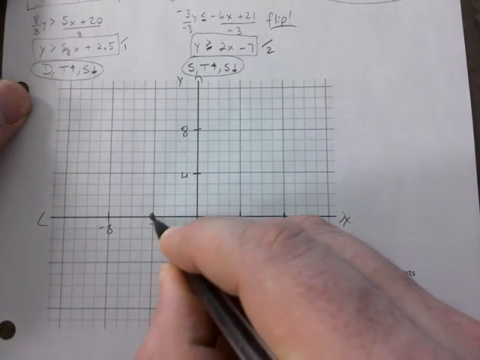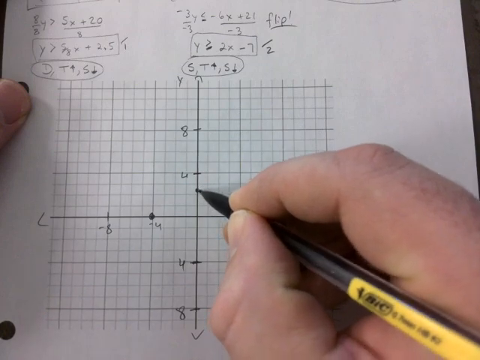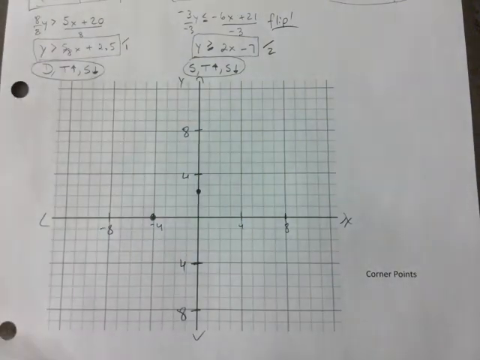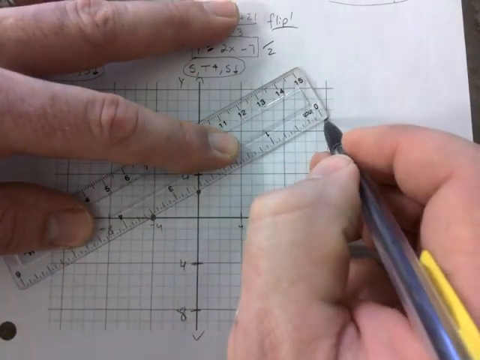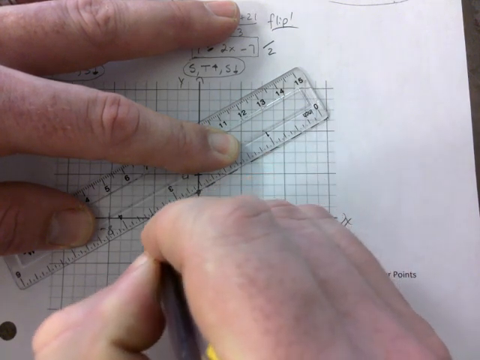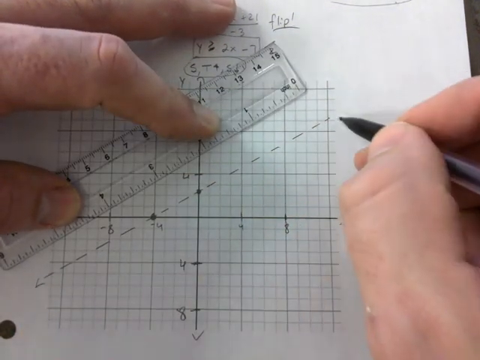-4, 0 is right there. 0, 2.5. This would be 2, so 2.5 is right about there. You have a dashed line there. And what I see is that you are extending your lines right across the grid. That's very good. I like that.